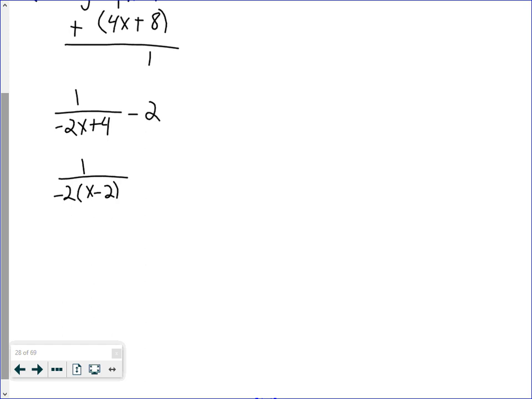And all that minus 1, minus 2. All right. So you end up with 1 all over negative 2 times x minus 2. And that right there is going to be our answer. We put this in the form that we wanted. Our b in this case is negative 1/2. So that's how you're going to rewrite these problems. All right.